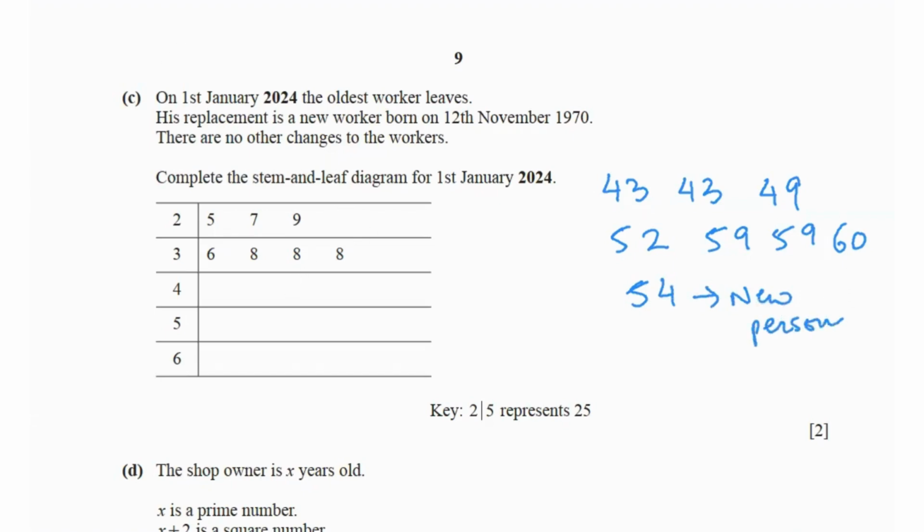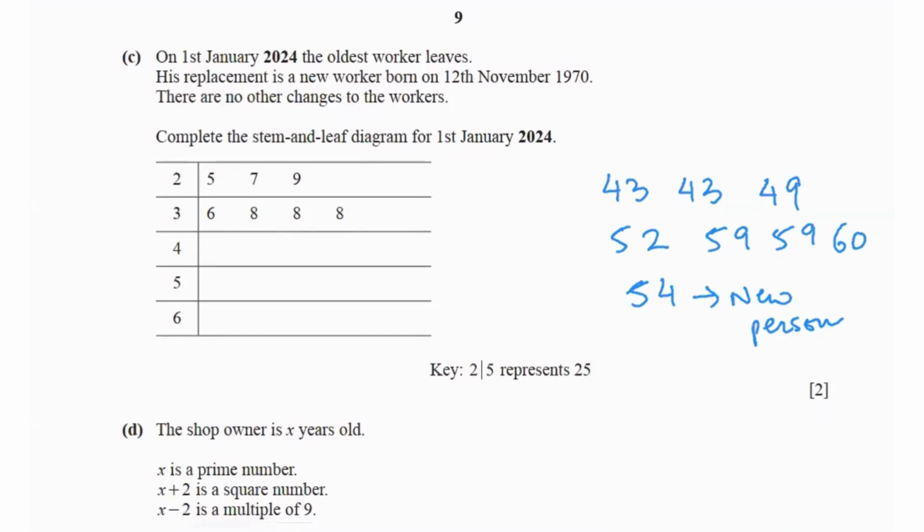So now if we put this information in the stem and leaf, 43, so we have 3 for 43, 149, then 52, 59, 59, and we have a 54, so that's going to come off first. 54, 59, 59, and then a 60. So this will be your stem and leaf diagram for 1st January 2024.